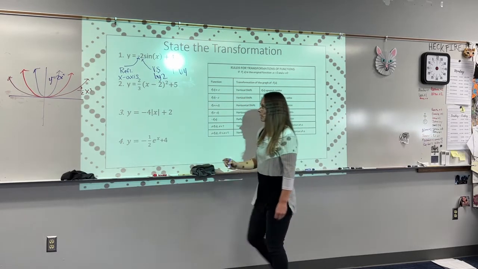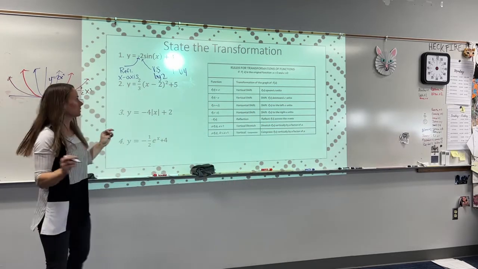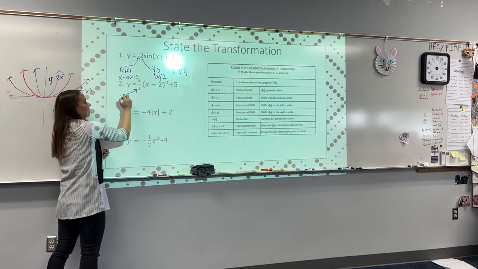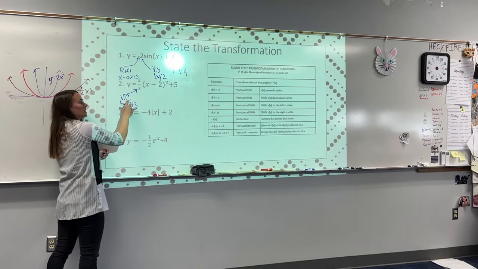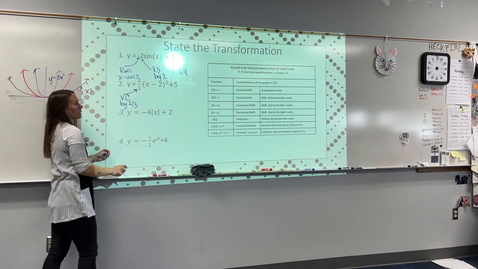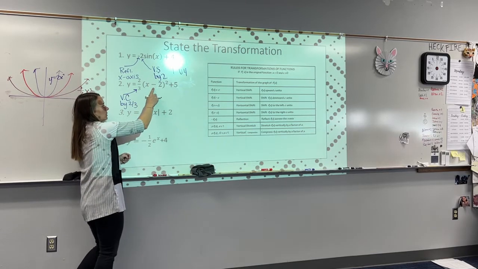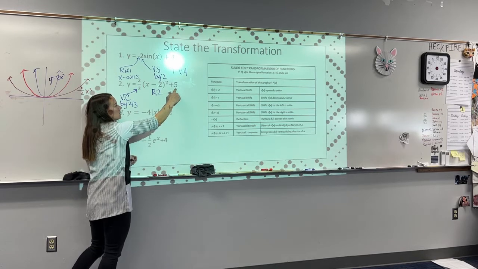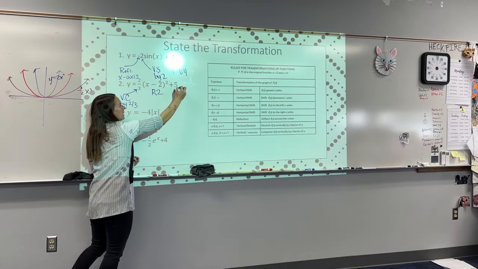Okay, next one. We don't have a negative, so there's no reflection. But the 2/3, it's going to be a vertical what? Compression by 2/3, good. And the reason I knew it's compression and not a stretch is because 2/3 is a fraction. Left, right, up, or down 2? Right 2, and then up 5.